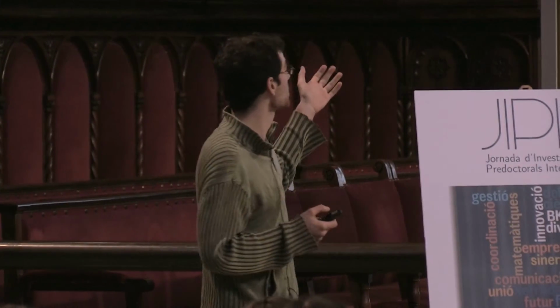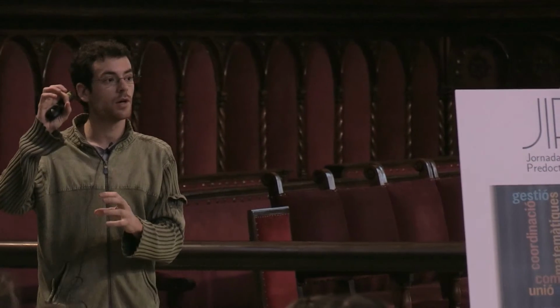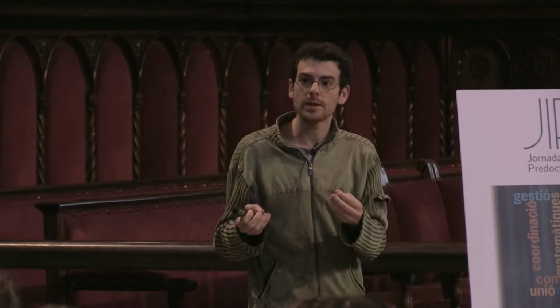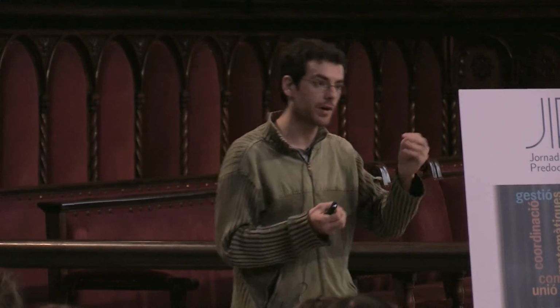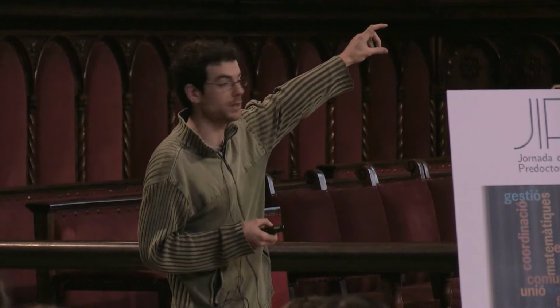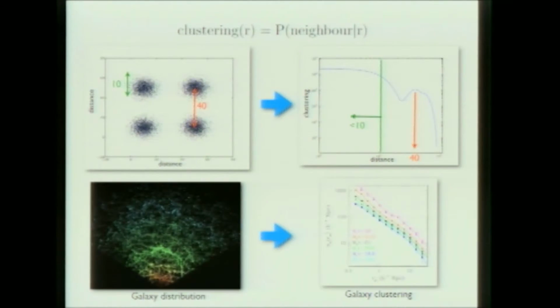On the other hand, we can see that these clusters are separated by 40 units between them. And because of that, there is a high probability again of finding neighbors at around 40 units. And because of that, we have a maximum at 40 in this measurement of clustering. This is a toy example, where we can see that from the shape and amplitude of the clustering, we can learn about the distribution of these objects.